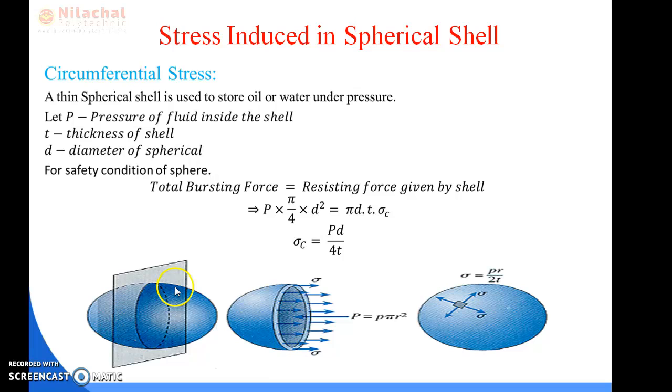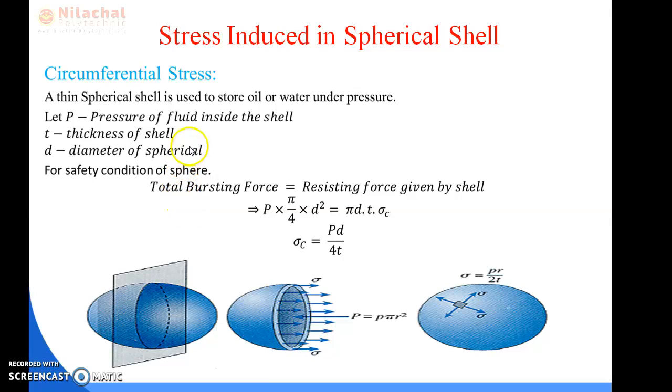This cutting plane causes the sphere to be converted into two half spheres, known as hemispheres, where the arrows are suggesting the resistance offered by the material of the sphere. Due to this resistance offered against the internal fluid pressure acting inside the sphere, the sphere may not burst into two hemispheres. We have to study the safety condition of the sphere.